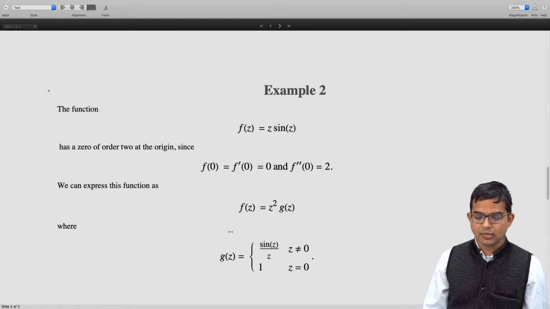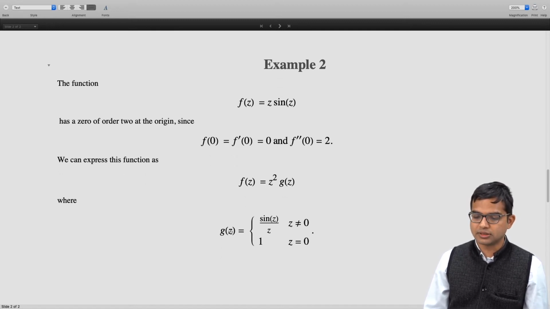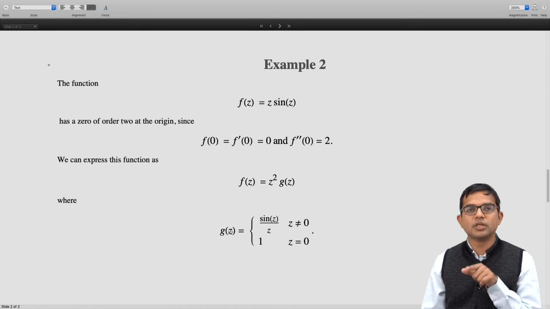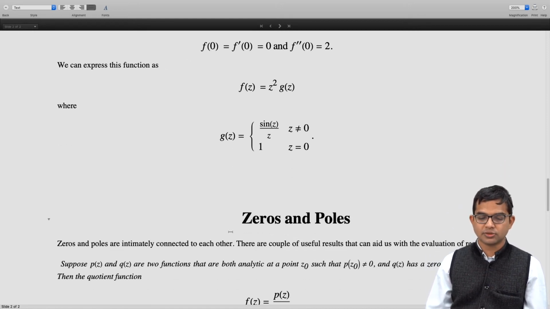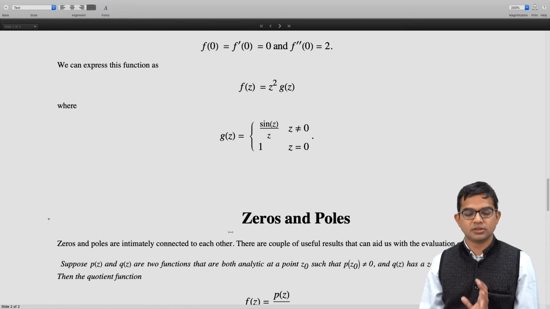was given. Now, why do we care about such zeros of a function? Because of their connection to poles, right? So we have a couple of results which are very useful.